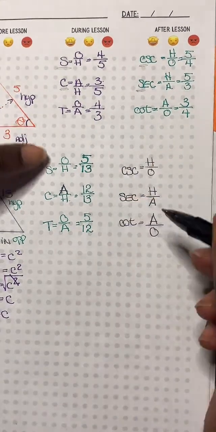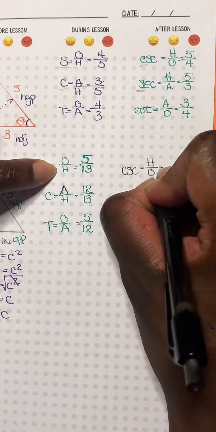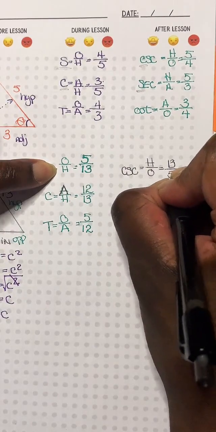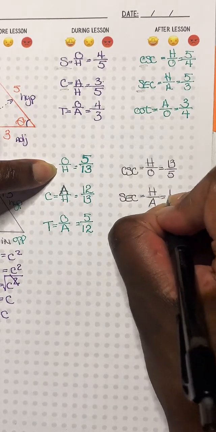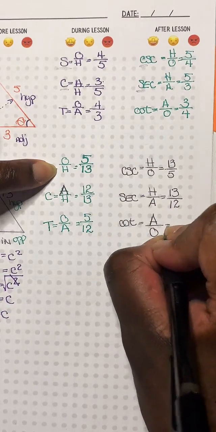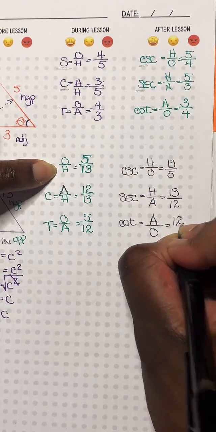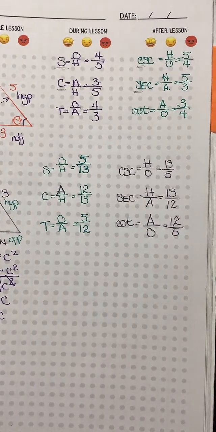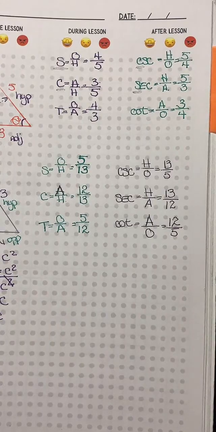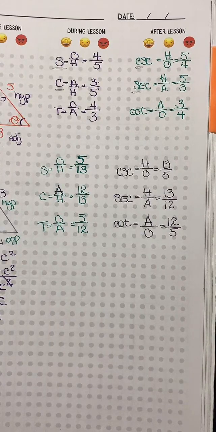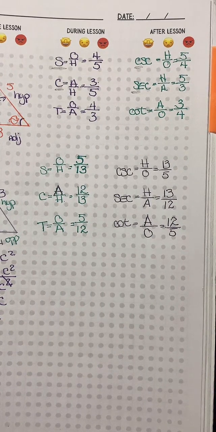So now let's flip them. So this one will be 13 over 5. This one would be 13 over 12. I suppose this is 12 over 5. Okay. How are you guys feeling? Okay, so that deals with the ratio of the sides.